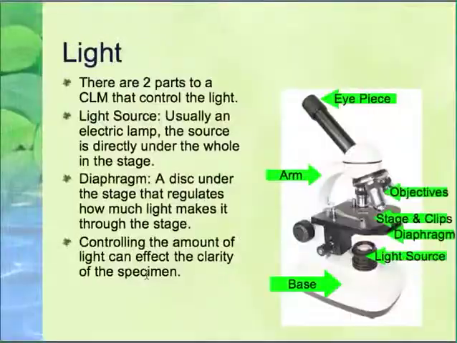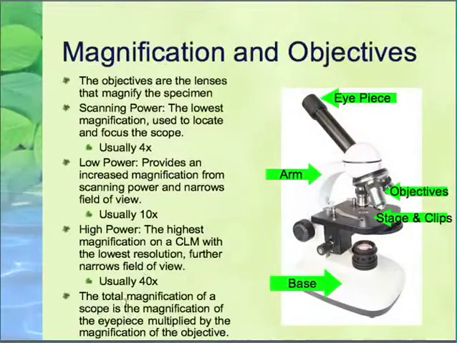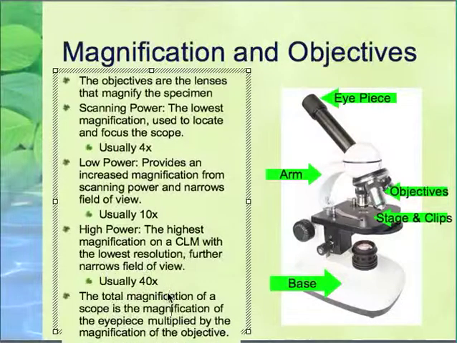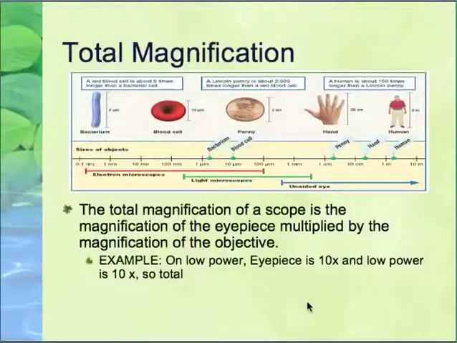All right, and one thing that I also want to mention here, went too far. Don't forget that the total magnification of something is the magnification of the objective times the eye lens. So if you're on low power, the eyepiece is 10 and the low power is 10, so your total is 100. Total magnification is, once again, how we look at how big we're looking at something. So if we take the eyepiece and the objective, multiply those together, that's going to give us our total magnification.